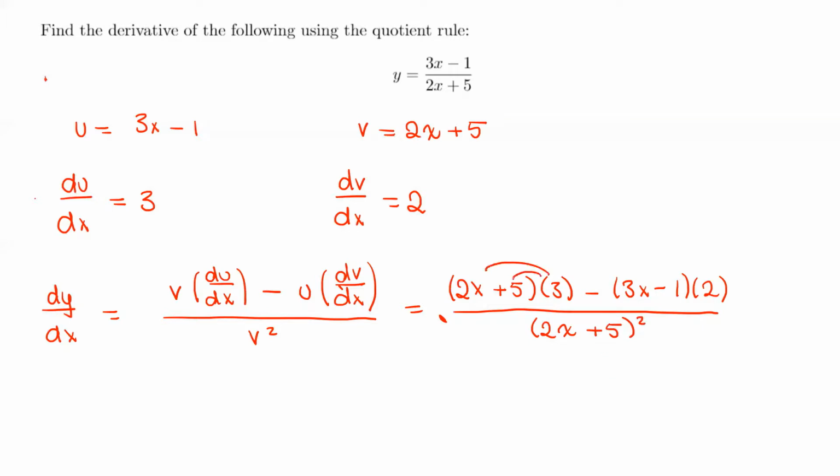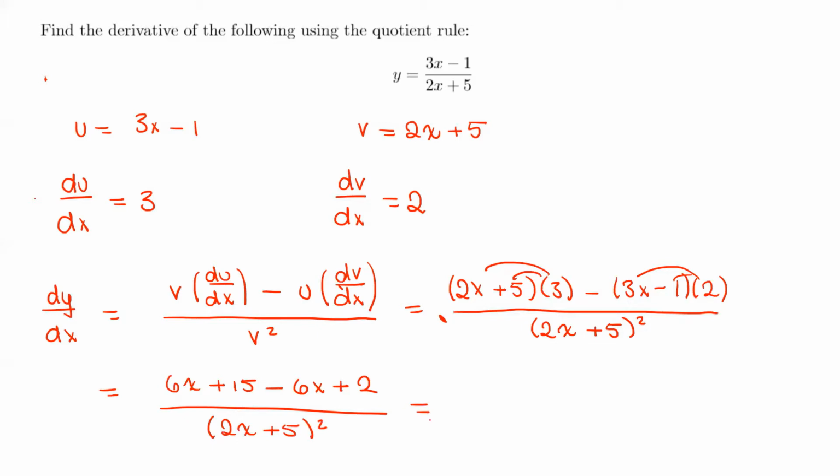Multiplying out the top, we can simplify it a bit more. If we do that, we're going to get 6x plus 15 minus 6x plus 2, all that divided by 2x plus 5 squared. And finally, we can simplify the top even further. The 6x's cancel each other out, and we're just going to be left with 17 over 2x plus 5 squared.